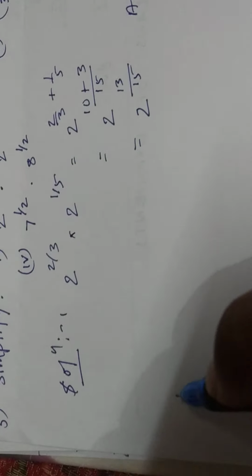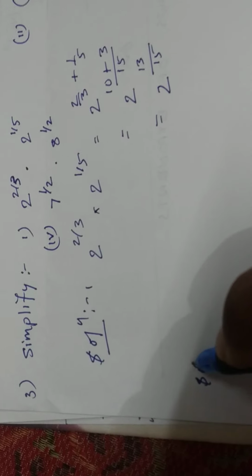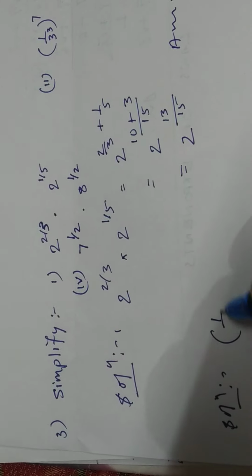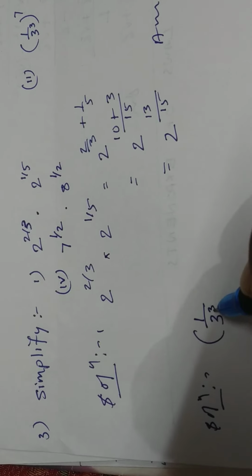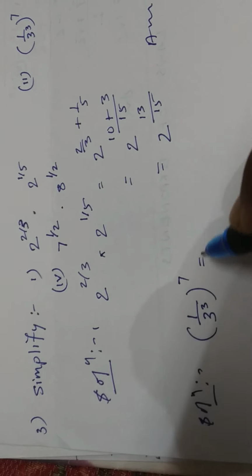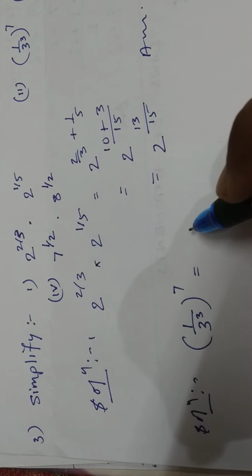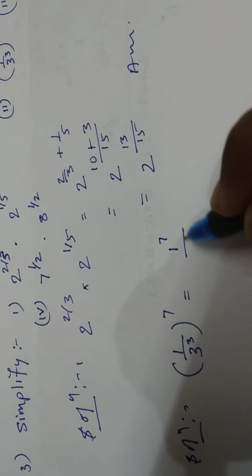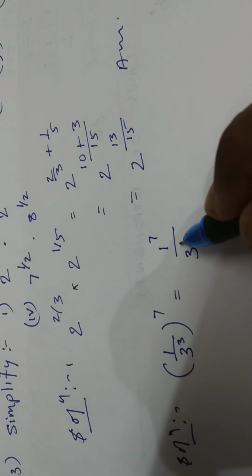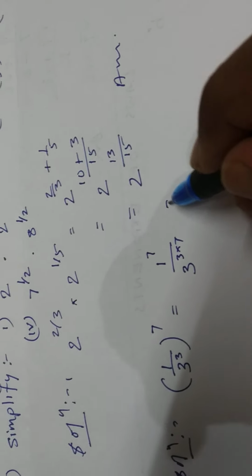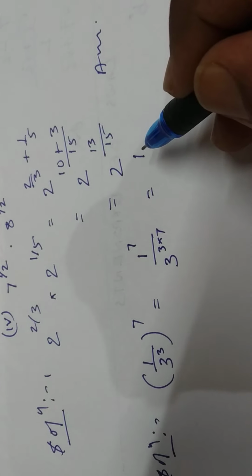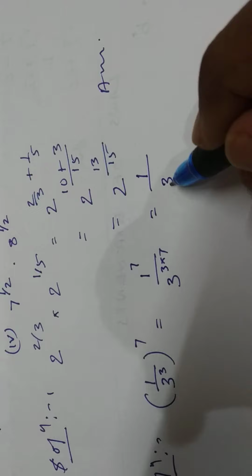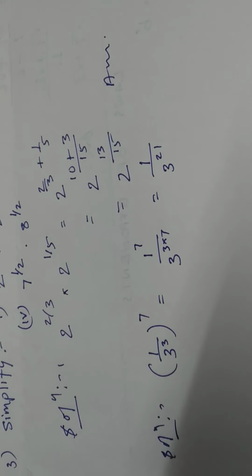Okay, let's see the second one then. Solution of second. Second is 1 upon 3 cube whole power 7. It is what? Bracket means multiplication. It is 1 power 7 and 3 power 3 into 7. 1 power 7 is equal to 1 only, and 3 sevens are 21, 3 power 21. This is the second question.